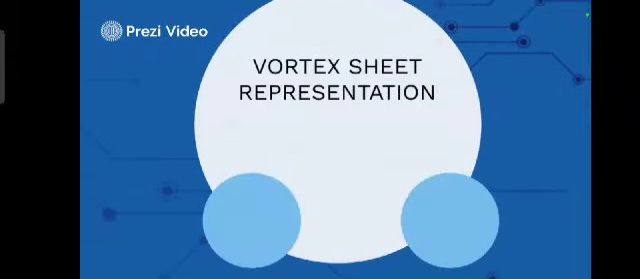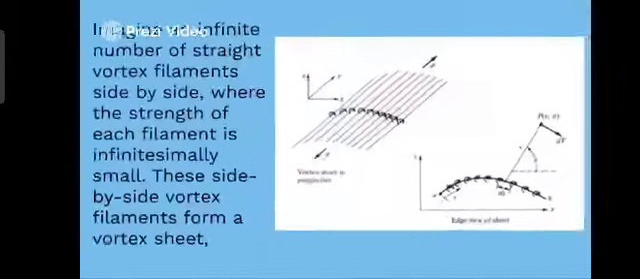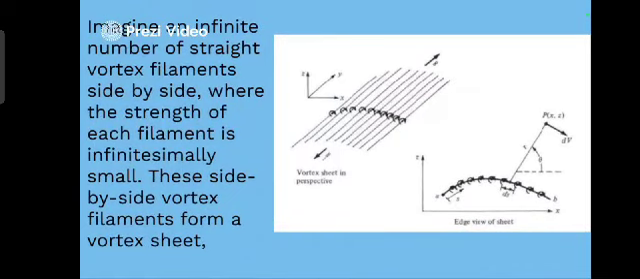Now moving on to vortex sheet representation. Firstly, what is a vortex sheet? Now imagine an infinite number of straight vortex filaments side by side as shown in the figure, where the strength of each filament is infinitesimally small. This side by side arrangement of vortex filaments forms a vortex sheet. Here we can see how the vortex filaments are arranged side by side, and in the adjacent figure we can see the edge view of the sheet.